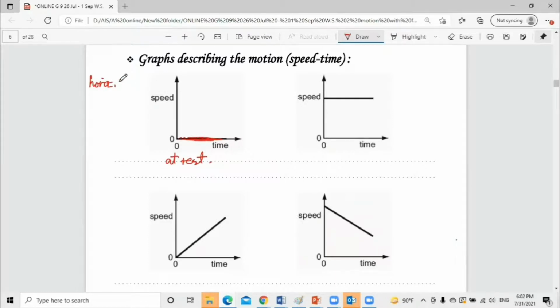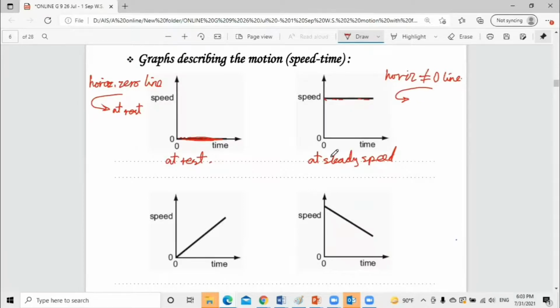Let's write it here. Horizontal, zero line. What does it mean? In the speed-time graph, not the acceleration-time graph and not the distance-time graph, this also means at rest, like before. But here I have a horizontal line that is not zero. Okay, what does this represent? Who can tell me what this object represents? Constant speed, uniform speed, steady velocity, steady speed. Bravo, correct. So this one represents an object at steady speed. That means a horizontal, non-zero line, not equal to zero, represents steady speed.